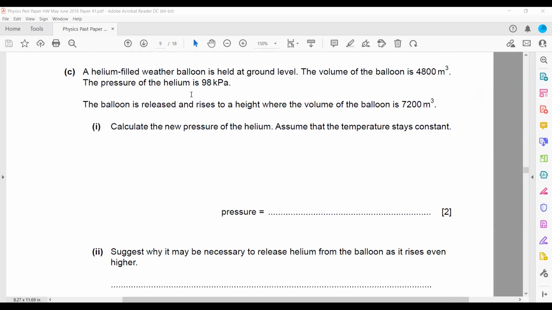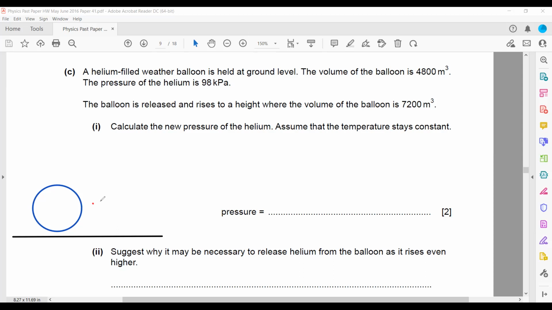Then we have a helium filled weather balloon which is held on the ground. The volume of the balloon is 4,800 meter cube. So there's a balloon which is held on the ground. Say the black line is representing the ground level. The pressure is 98,000 Pascal or 98 kilopascal.